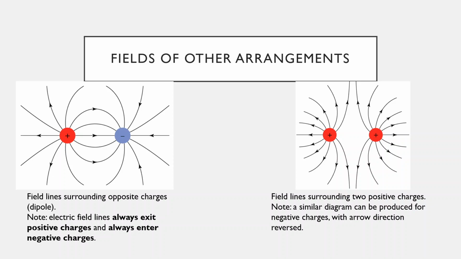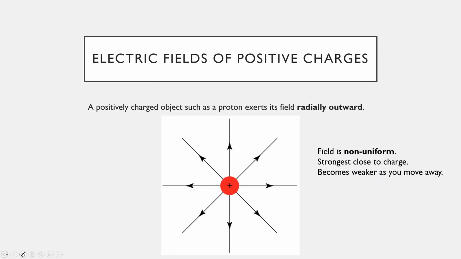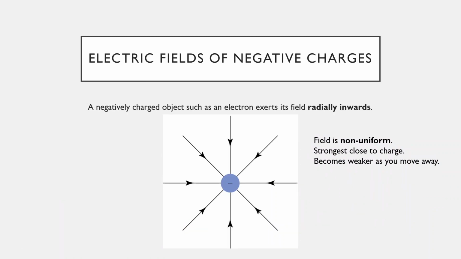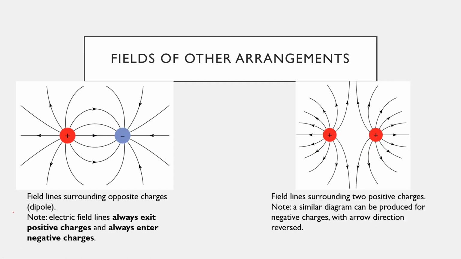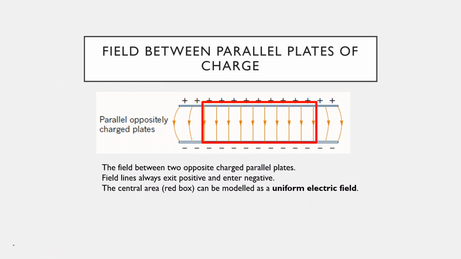These are really the only setups that you need to remember. So you've got single point charges, positive and negative. You could have two charges spaced closely together, such as these. And you can also have one more type of electric field.